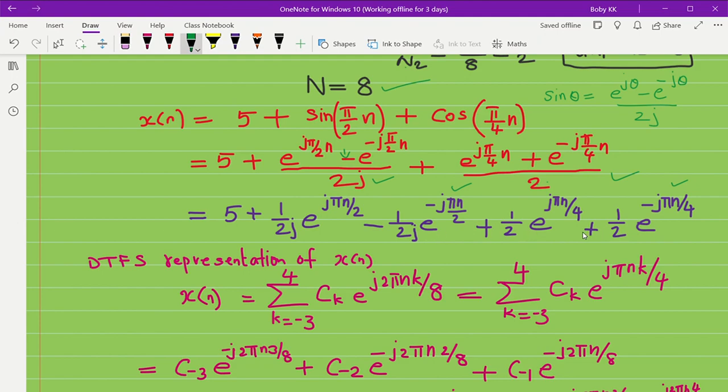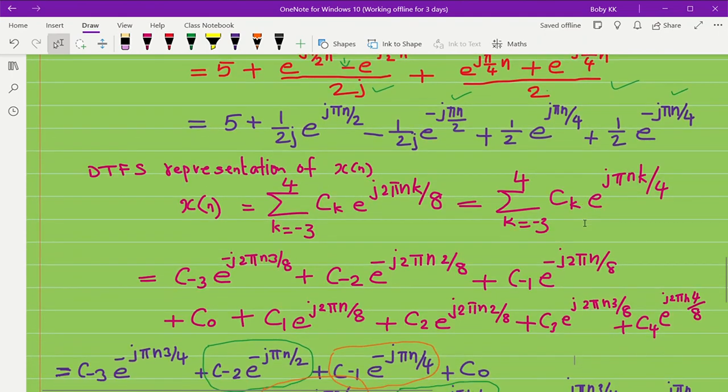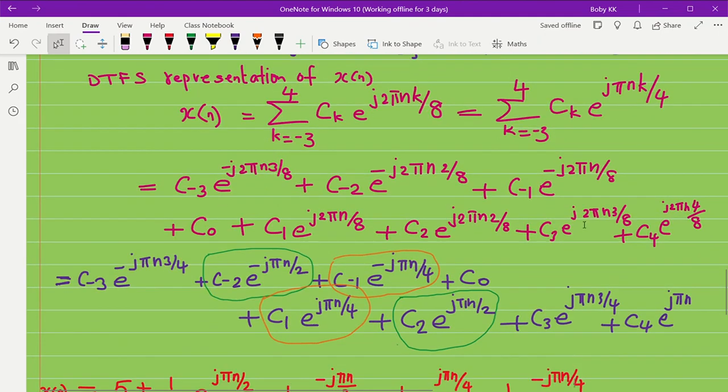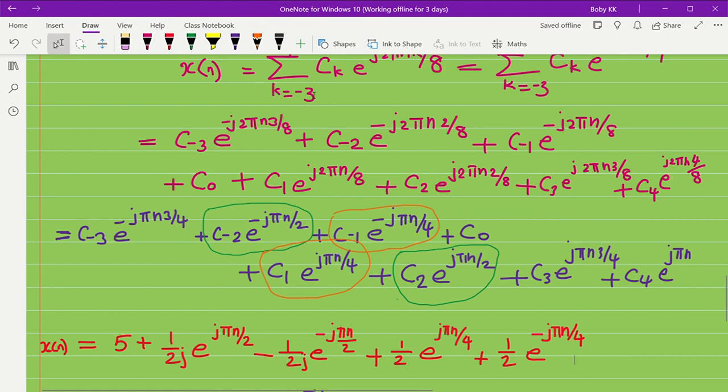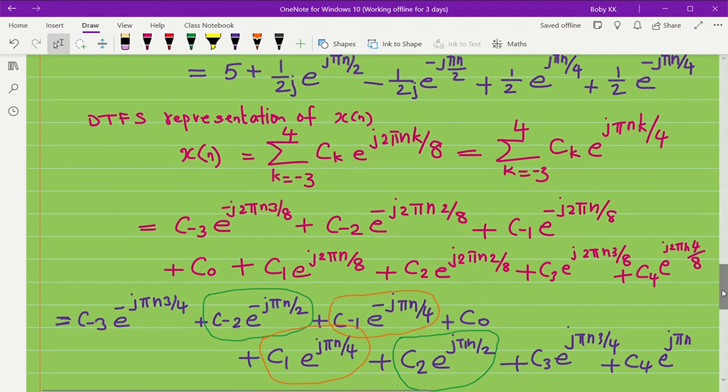Now we can take the discrete time Fourier series equation. x of n is equal to summation k equal to minus 3 to 4. So once again we have taken the period from minus 3 to 4. Since c k is periodic, we can take any period.